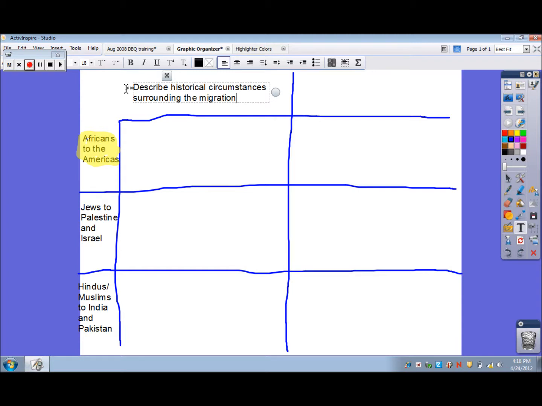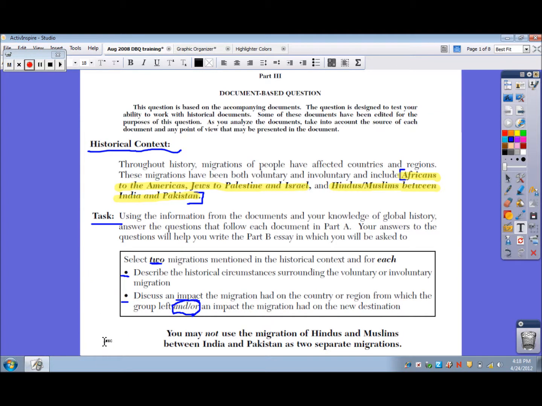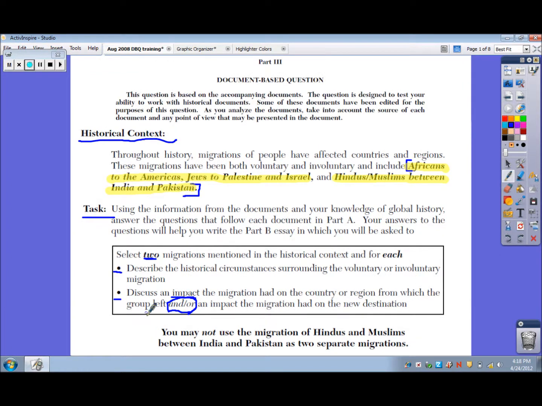They're migrating. So that's your first bullet. Second bullet says, and this is the real tricky one, discuss an impact the migration had on the country or region from which the group left, and/or an impact the migration had on the new destination. So notice, you're not discussing the impact on people, you're discussing the impact on the country or region.